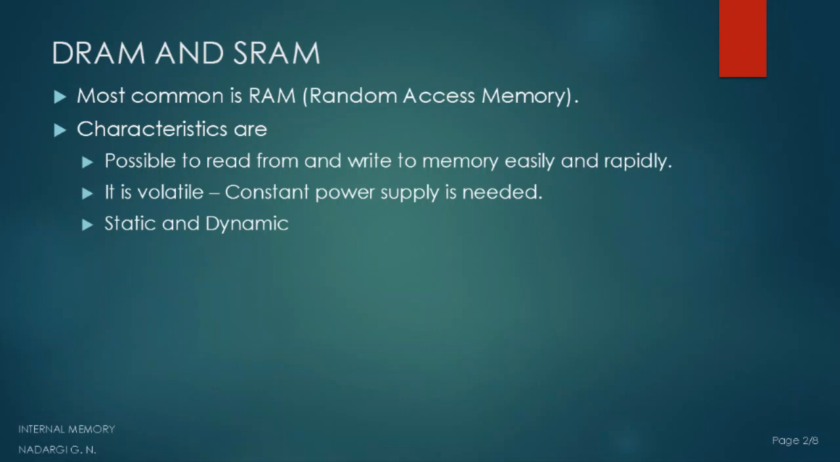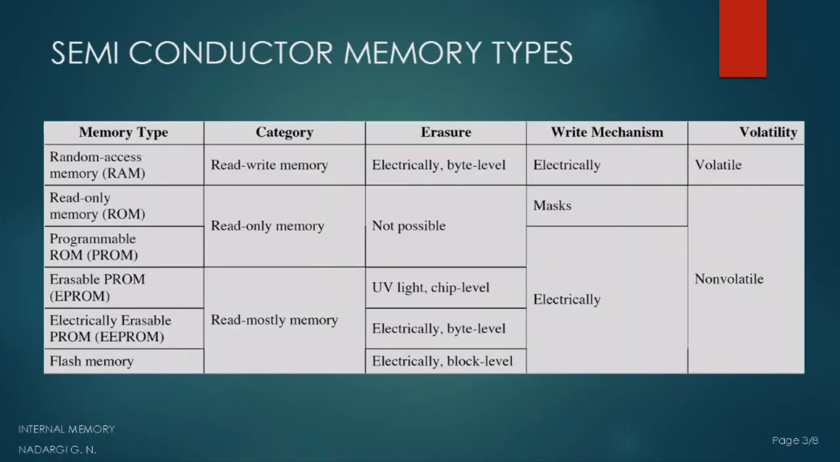And RAM can be categorized into static and dynamic. So we will see the two types of RAM one by one. Before we go for RAM concept, let's see how many memory types are there. The first one is random access memory, as we just now talked about, which is read and write memory category, and electrically I am reading and writing things, so it is volatile in nature. If the power fails, the data gets deleted or erased.